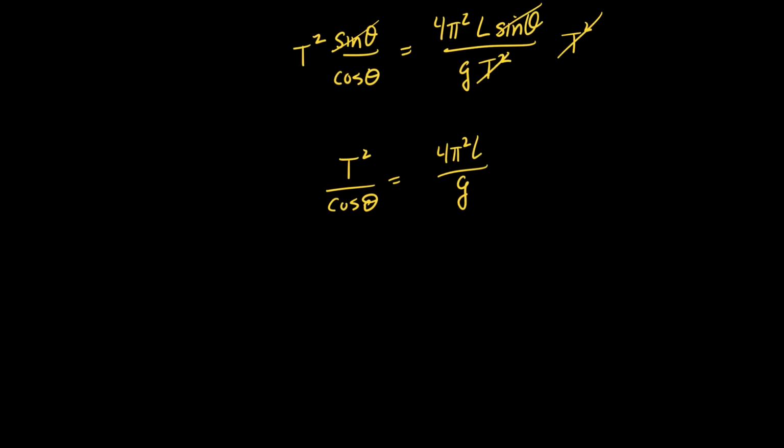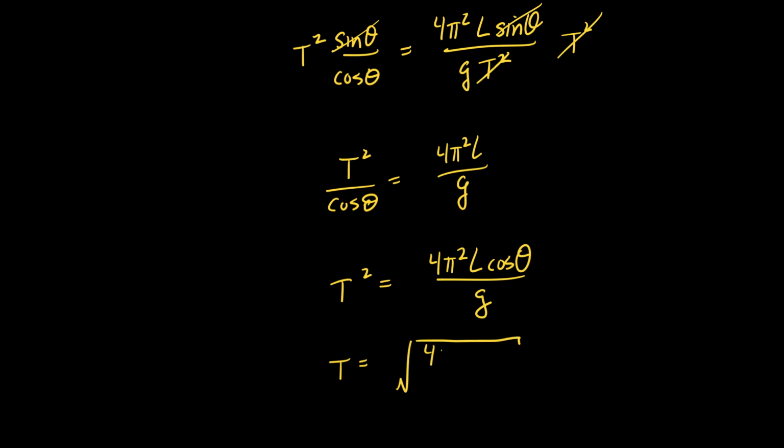I would probably skip a lot of these algebra steps, but I don't think that's good for you guys. I'm just solving for the period, so I'm going to multiply both sides by cosine theta. Right? That gets period squared by itself. Real close now, right? All you have to do is take the square root of both sides. That okay with you guys? Yeah? Okay, good. So T equals the square root of 4 pi squared L cosine theta over G.